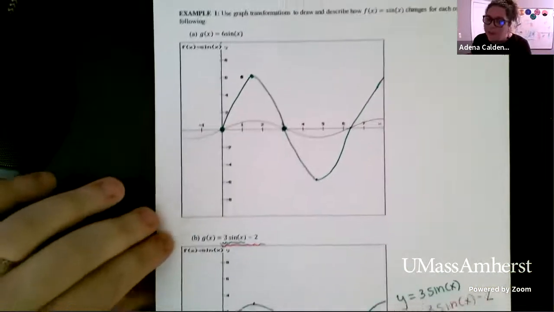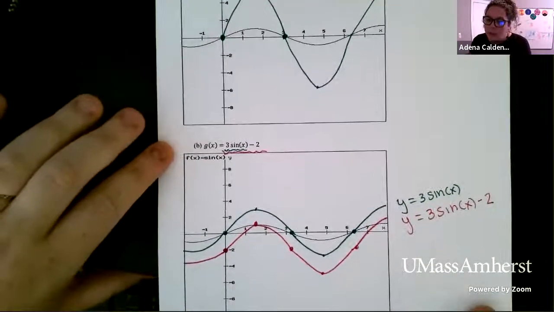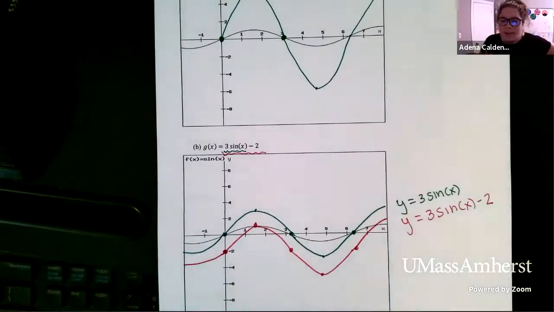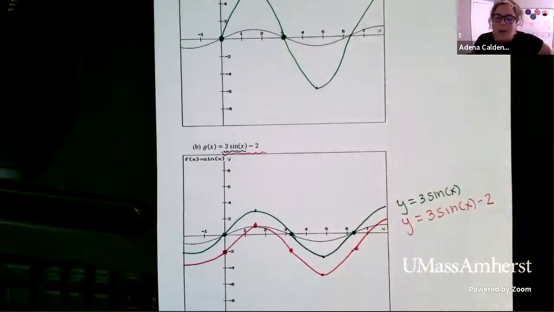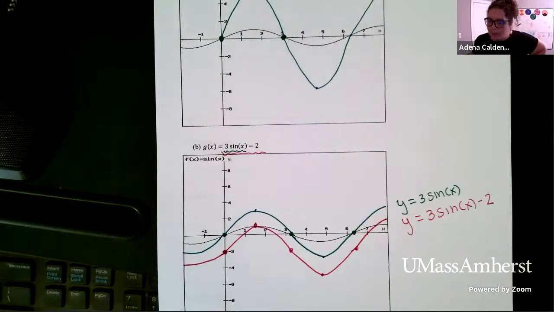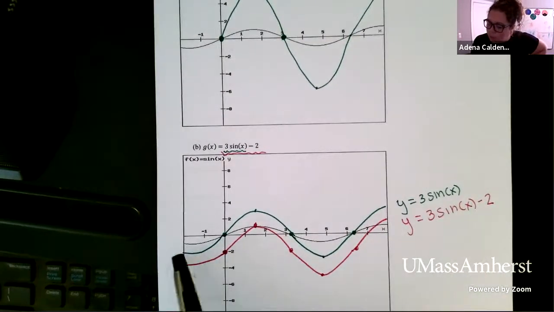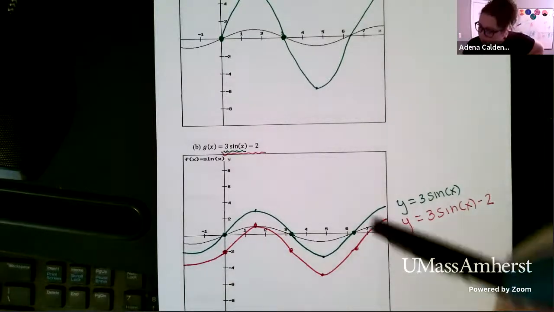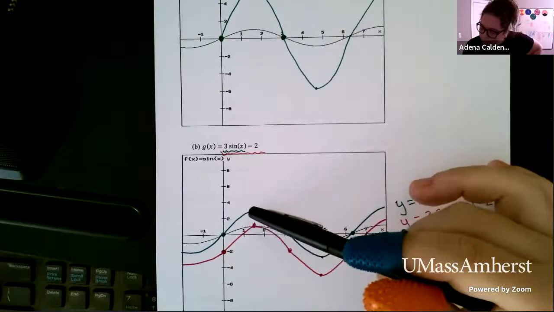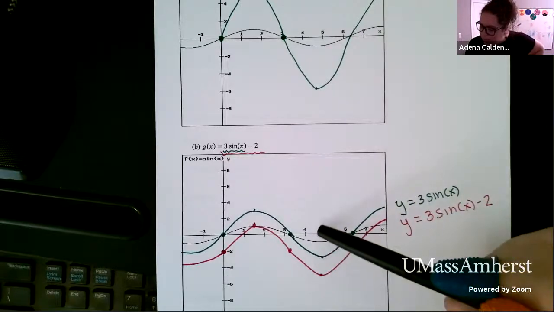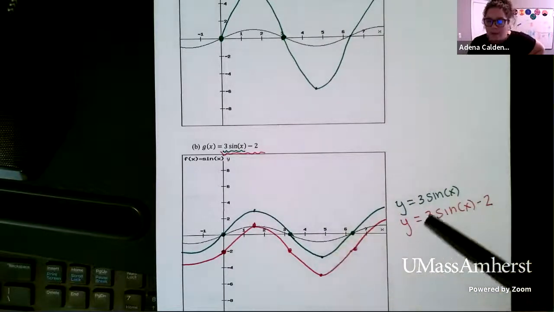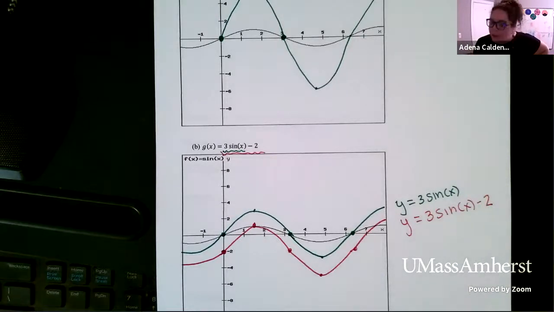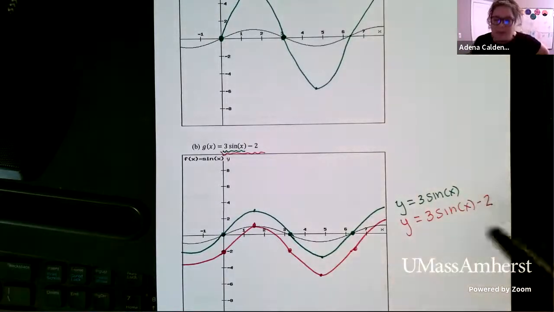Now, for the second one, I did sort of 2 versions of this. First I did the 3 sine x. I said, what's going to happen if I multiply everything by 3? So that's what I did in green here. That is going to stretch the function by a factor of 3. So that means that our 1 is going to go up to 3, and our -1 is going to go down to -3. So that's what I did first. I said, okay, what is the impact that the 3 has? But then I also needed to do this -2.